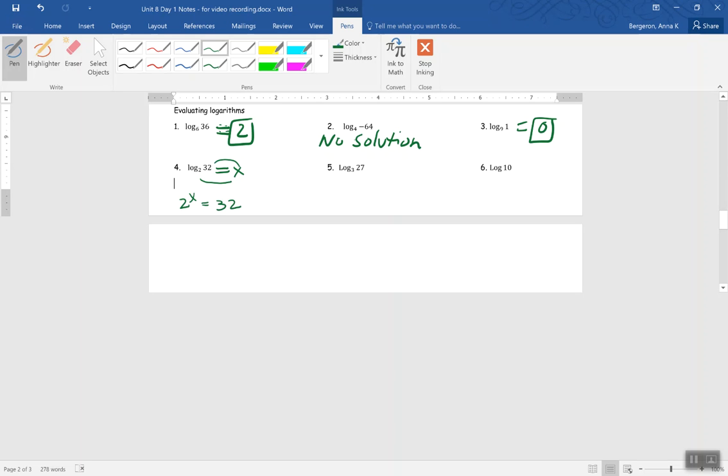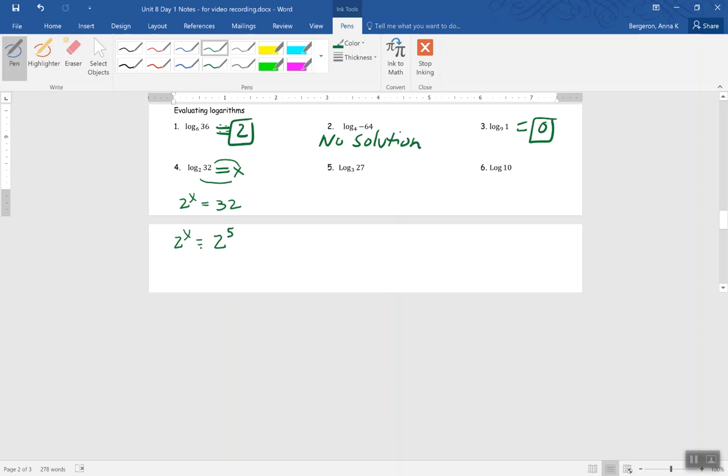So again, I want to be able to solve this. I want my bases to be the same. So if I have 2 over here, I need this to be 2 to some power. So 2 to what power would give me 32? And that would be 5. 2 to the 5th power. 2 times 2 times 2 times 2 times 2 is 32. So 2 to the 5th equals 32.